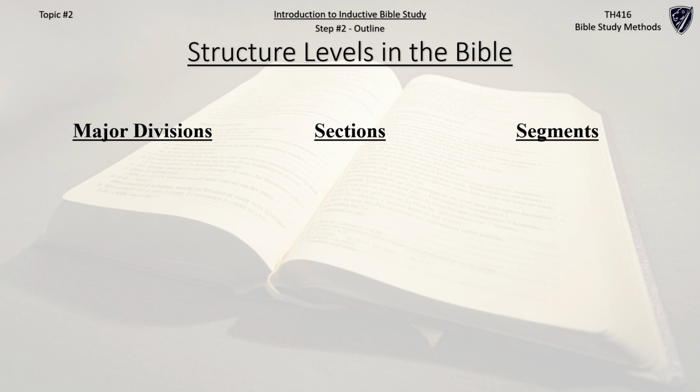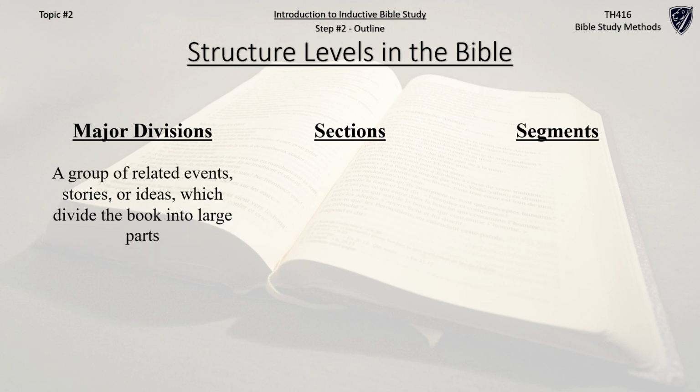Firstly, with regards to major divisions, let me give a brief definition of that. A major division is a group of related events, stories, or ideas which divide the book into large parts. You could even say that it's a group of groups, because we'll say that the sections are also a group of related events. This is a group of groups. So it's a big group. And it divides the book into large pieces. Now, I'm going to give you an example of this inside 1 Samuel. So if you're still kind of confused by that, don't worry. You'll understand it in a moment when we look at an example in 1 Samuel.